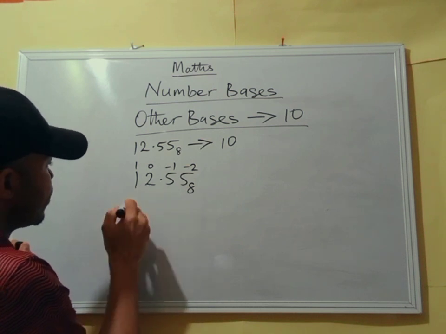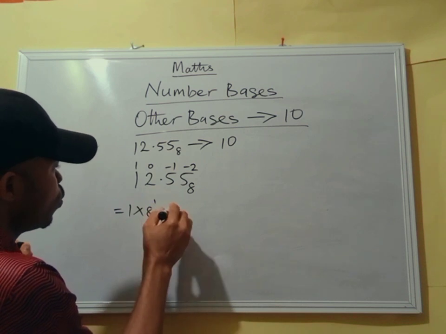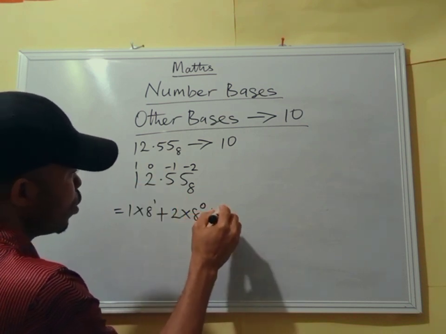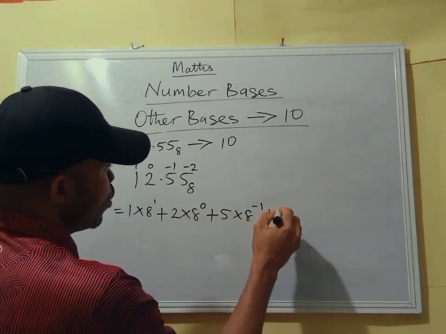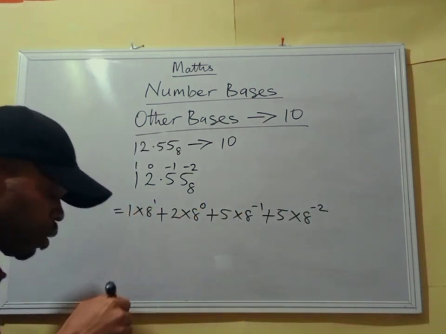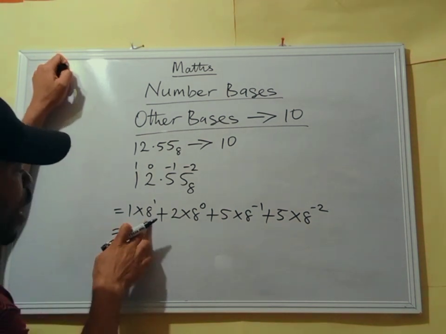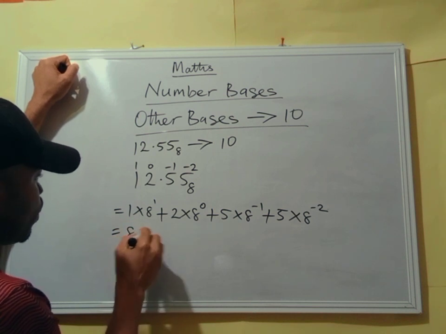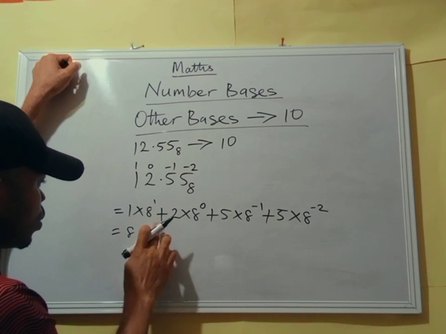So you now start your multiplication. 1 times 8 raised to power 1 plus 2 times 8 raised to power 0 plus 5 times 8 raised to power minus 1 plus 5 times 8 raised to power minus 2. Alright, so just work this out straight. 8 to power 1 is still 8. 8 times 1 is still 8. Then plus 8 to power 0 is 1. Times 2 is still 2.